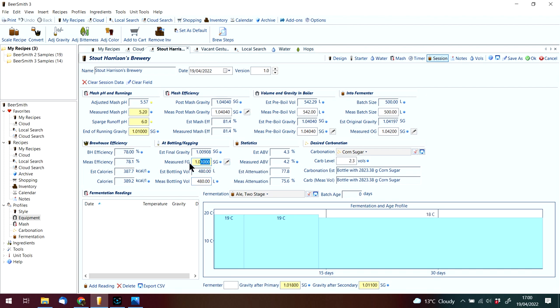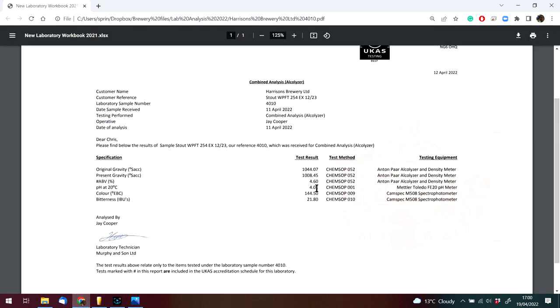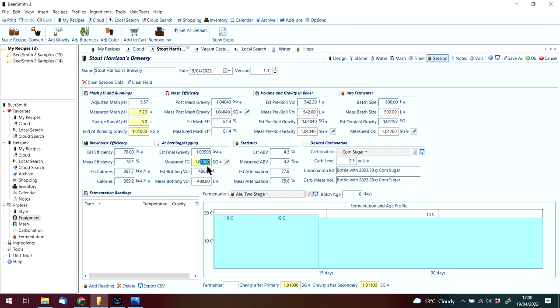Right, now here's one. Our measured final gravity. I've recorded 1.009. Murphy's have told me that it's 1.00845, so I was very close, in fact. So we're going to go and put that in here, 1.00845. There we are. And then we're going to change our measured OG up here in this particular box.